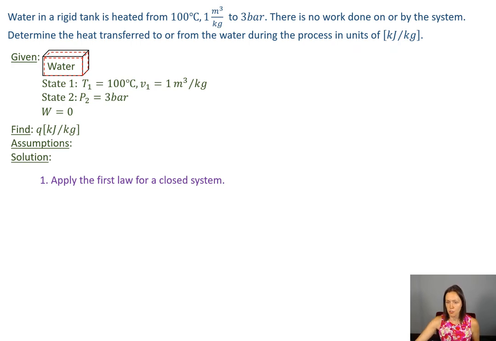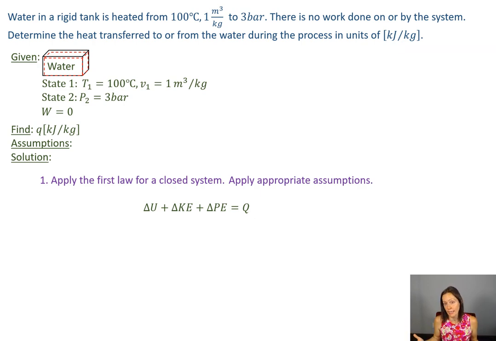So, all right, my first law for a closed system, there it is. And I'm told that the work is 0, so let's go ahead and get rid of that and simplify things. And now let's see what else I can get rid of. What other assumptions can I make? Well, it doesn't look like this tank is changing in elevation, right? So we don't have any changes in potential energy, and nobody's carrying it around and speeding up with it or slowing down with it, so I don't have any changes in kinetic energy either. So I'm going to go ahead and get rid of those. And all I've got left is delta U and Q.